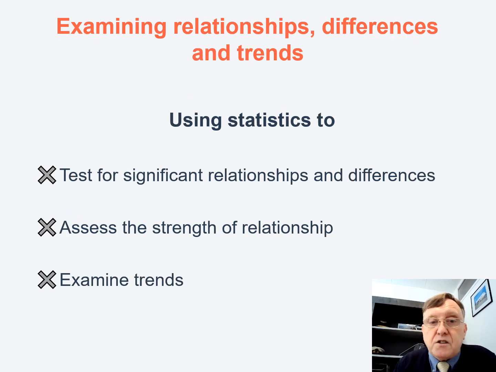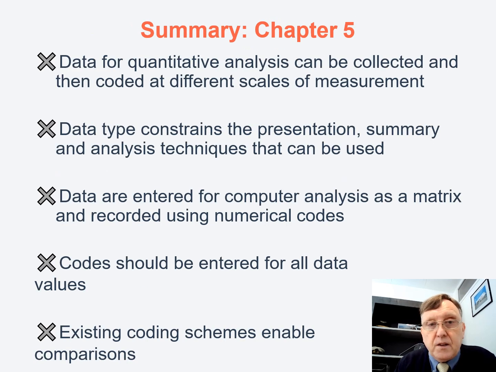So we're using statistics to test for significant relationships and differences, assessing the strength of a relationship and examining trends. So in summary, data for quantitative analysis can be collected then coded at different scales of measurement. Data types constrain the presentation, summary and analysis techniques that can be used. Data are entered for computer analysis as a matrix and recorded using numerical codes. Codes should be entered for all data values, and existing coding schemes enable comparisons.